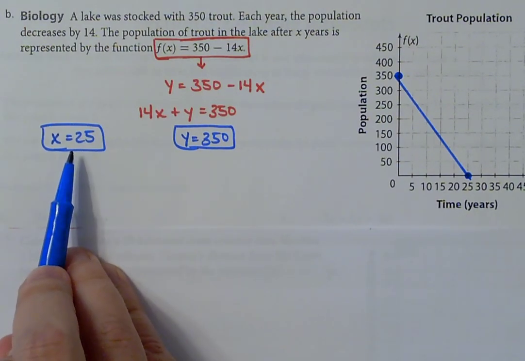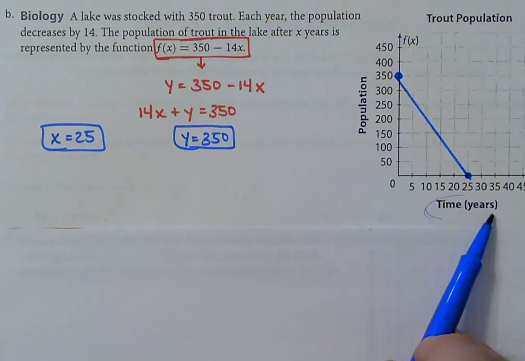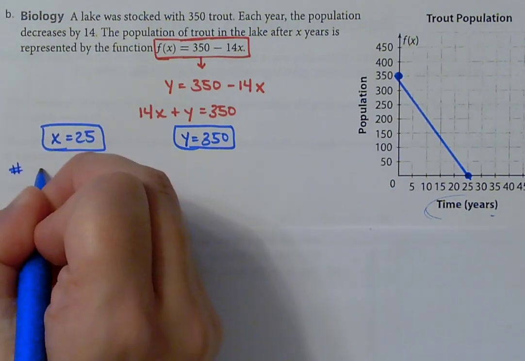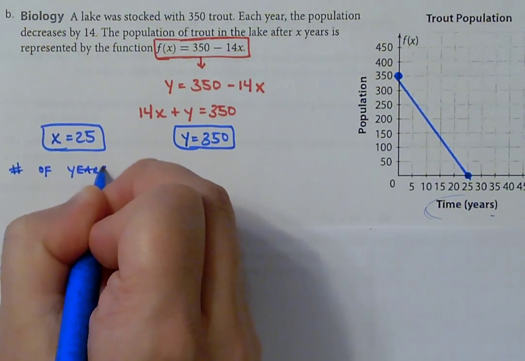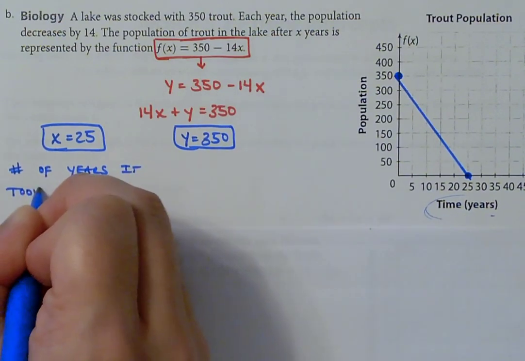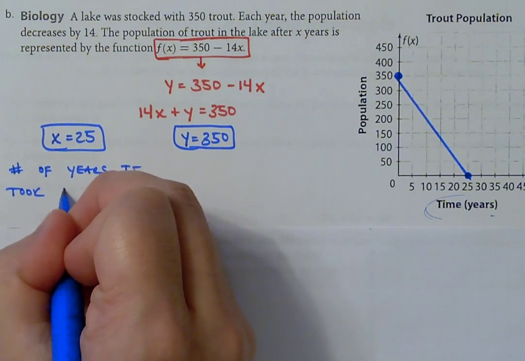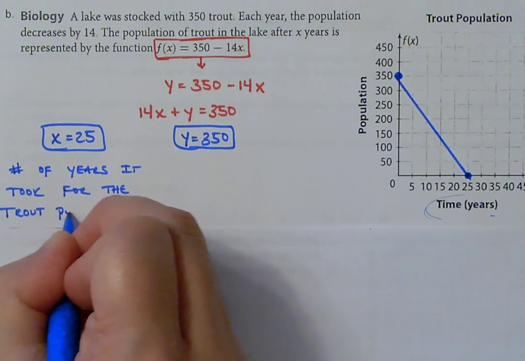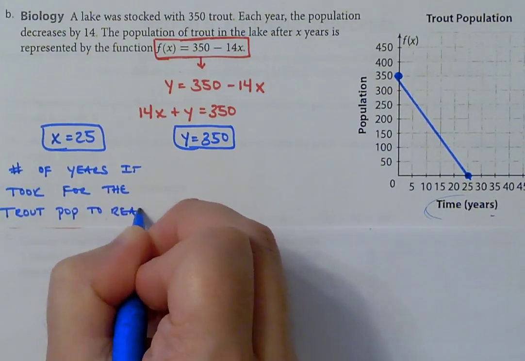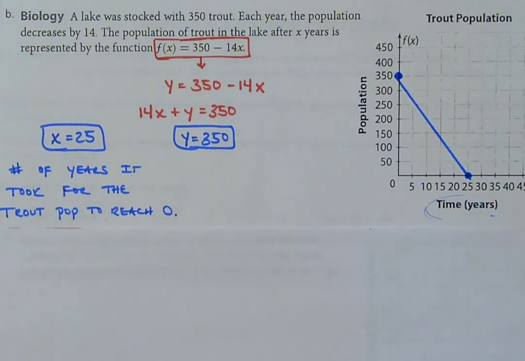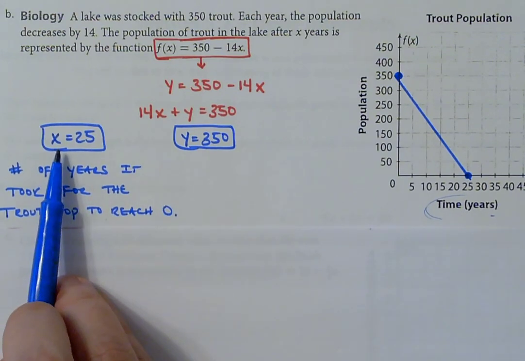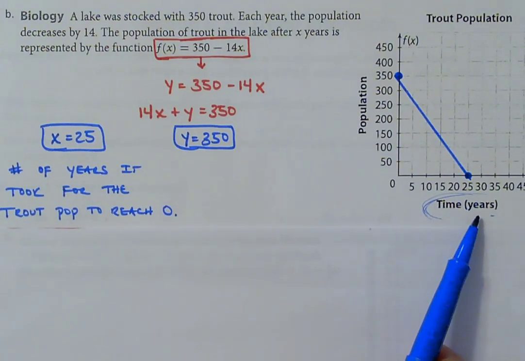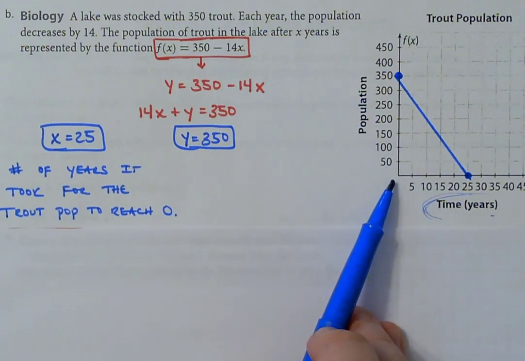Now my x-intercept of 25, that refers to the number of years it took for the trout population to reach 0. Again, to figure out how you interpret it, my x-intercept is going to be the value of what is on my x-axis, so time in years. So it's going to be how many years it takes for this to reach 0, or until nothing is left.